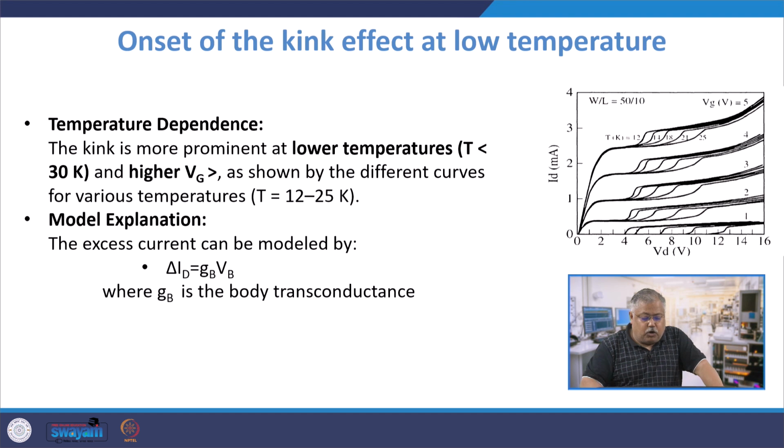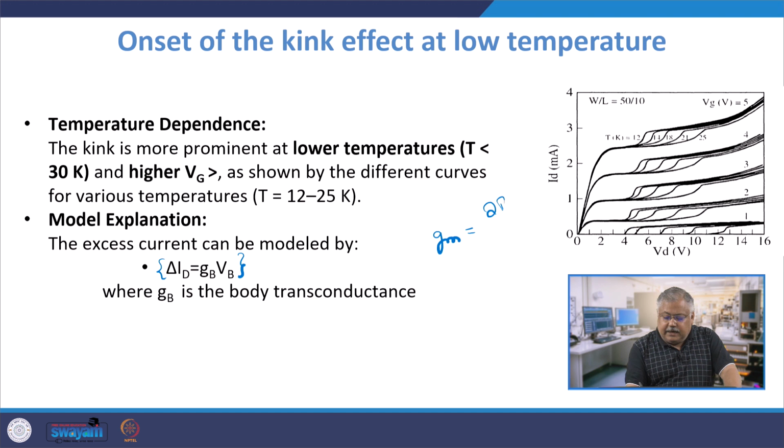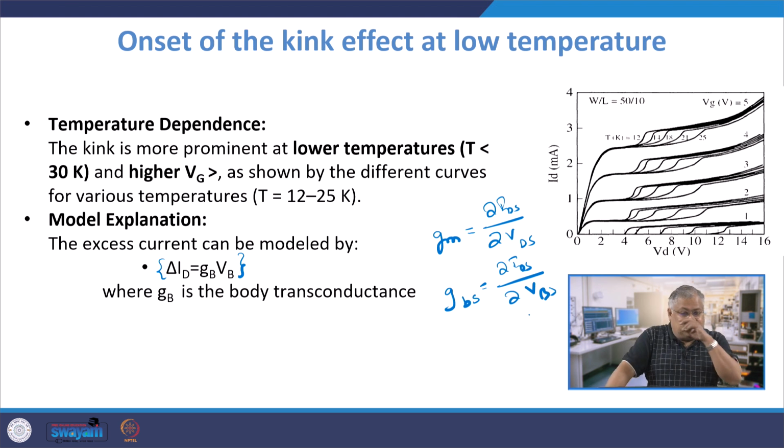Now the excess current is modeled as this, right, ID equals GB. If you remember, GM is transconductance and GB is body conductance. GM is del IDS by del VGS, and GB is bulk to substrate, you can write it as del IDS by del VBS, bulk to source. So your drain current is not only a function of the gate voltage but also a function of the substrate bias, and that is given by del ID equals GB times VB, right, and VB is the applied bias at the back end side which you see.